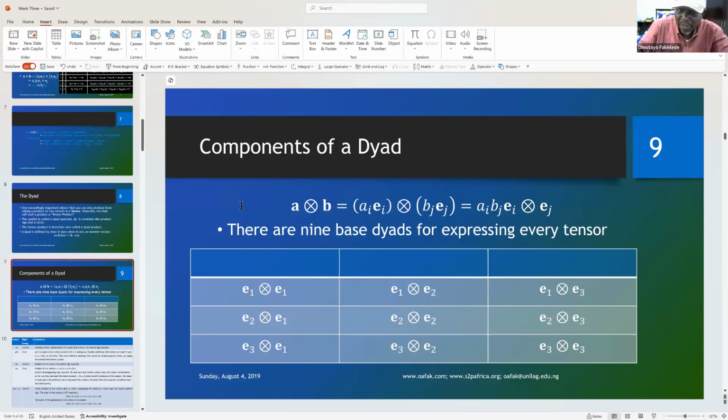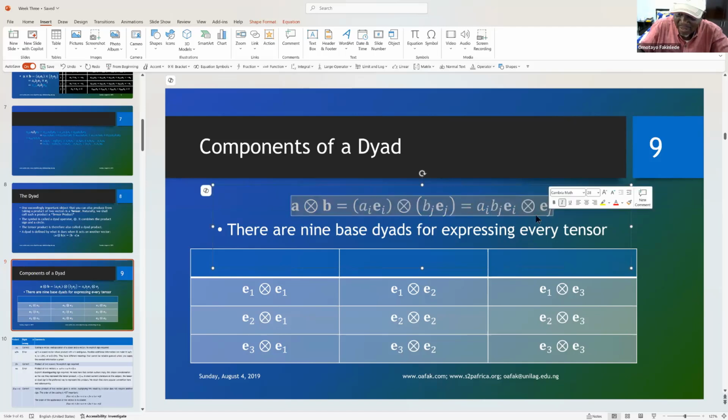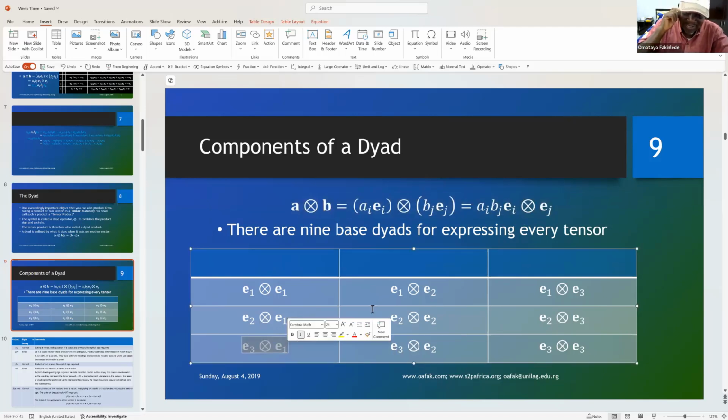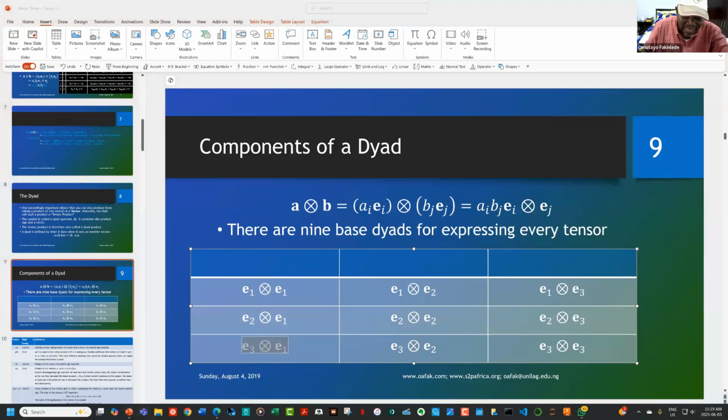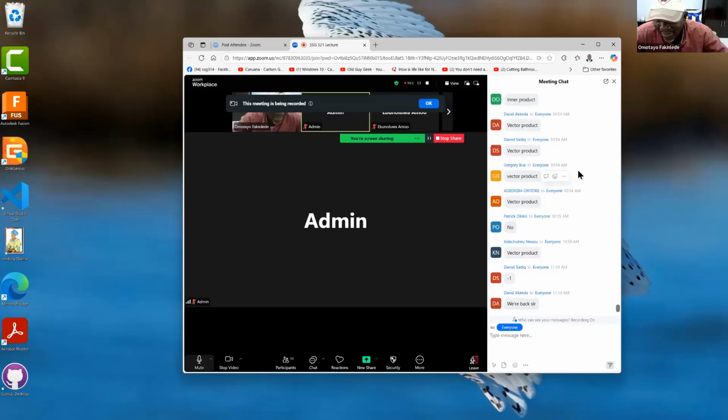So what I want you to do in this expression here, find me the coefficient of E3 dyad E1. Go to the chat room. Tell me the coefficient of E3 dyad E1. I want that in the chat room because I told you every one of these will have a component. Tell me the component of E3 dyad E1. What is the component of E3 dyad E1? What's the coefficient of E3 dyad E1?